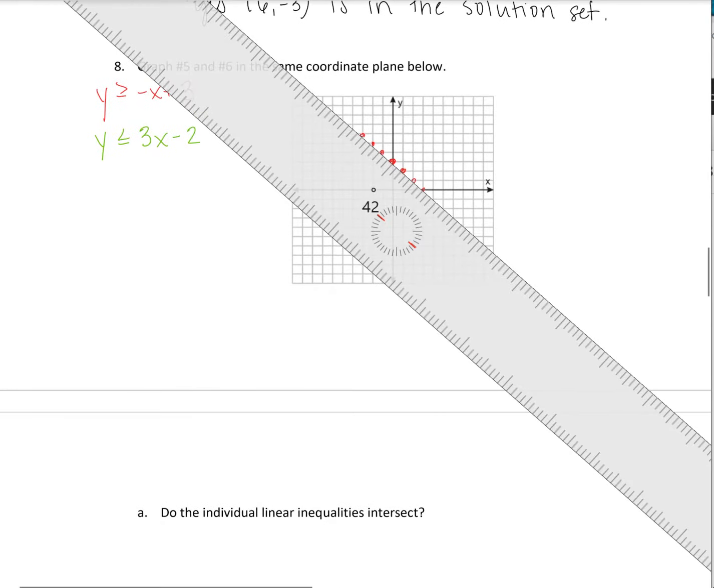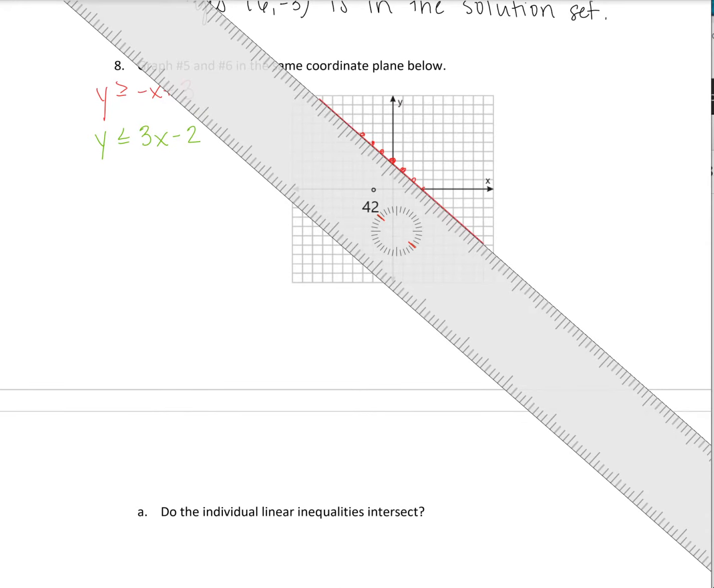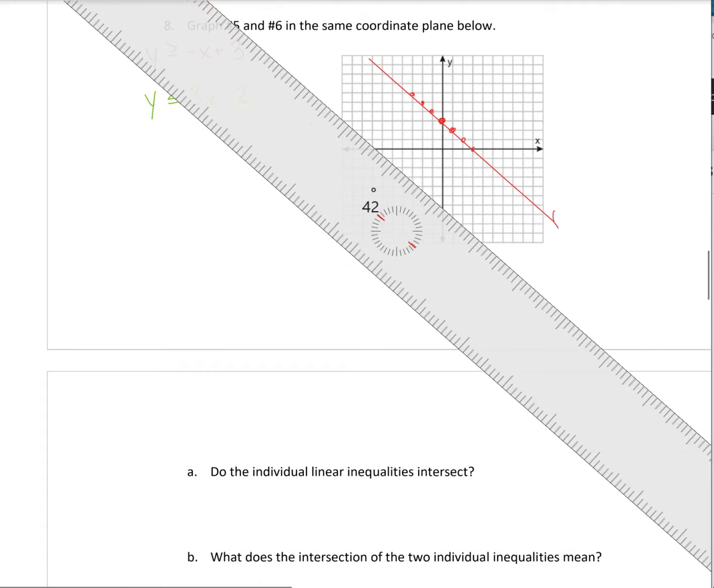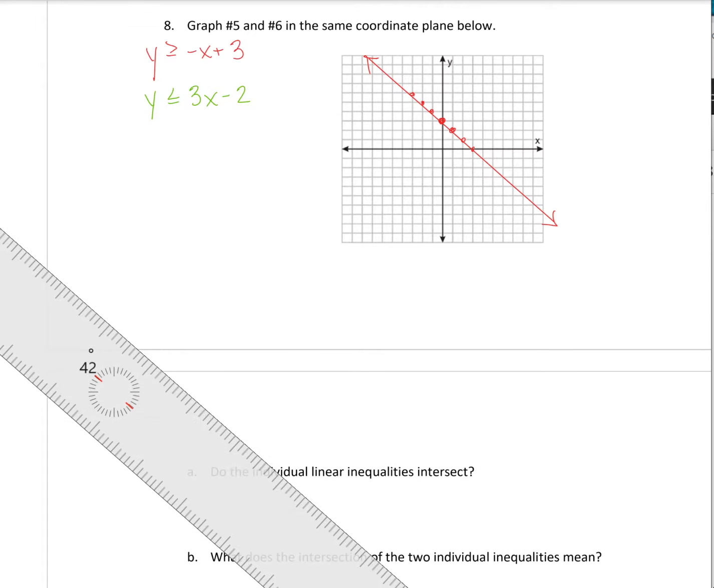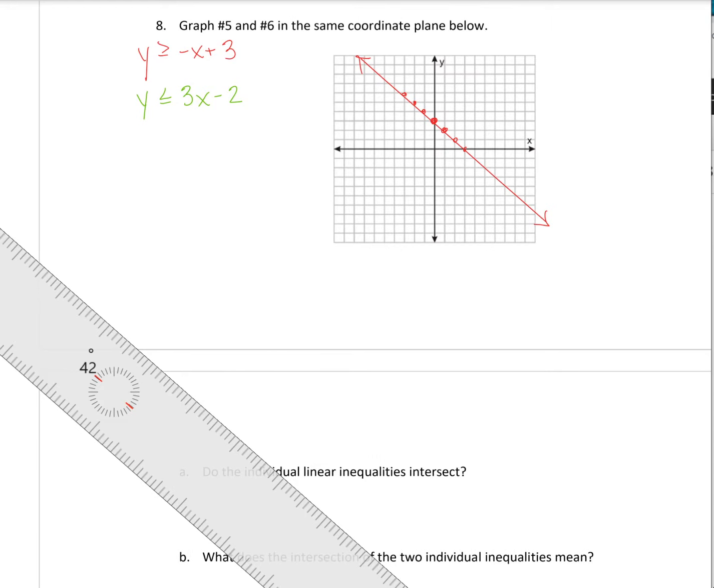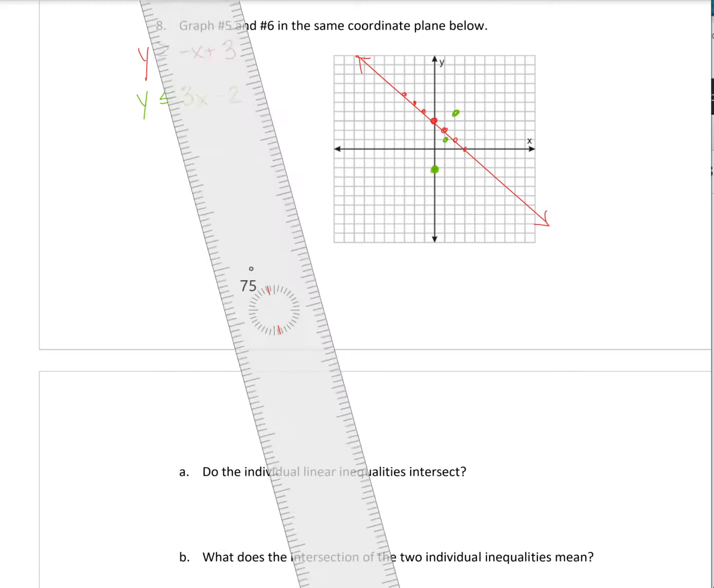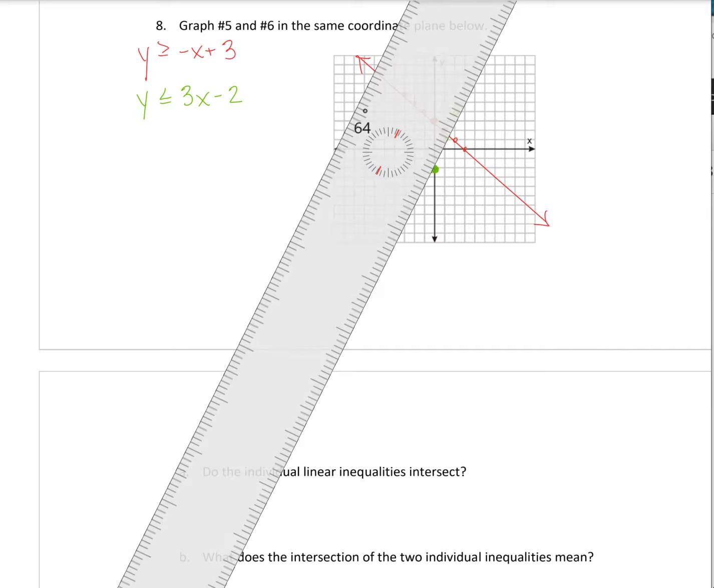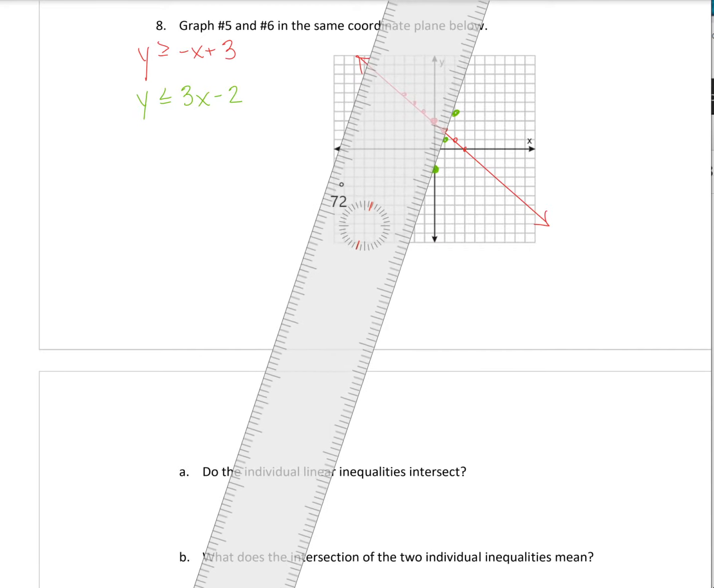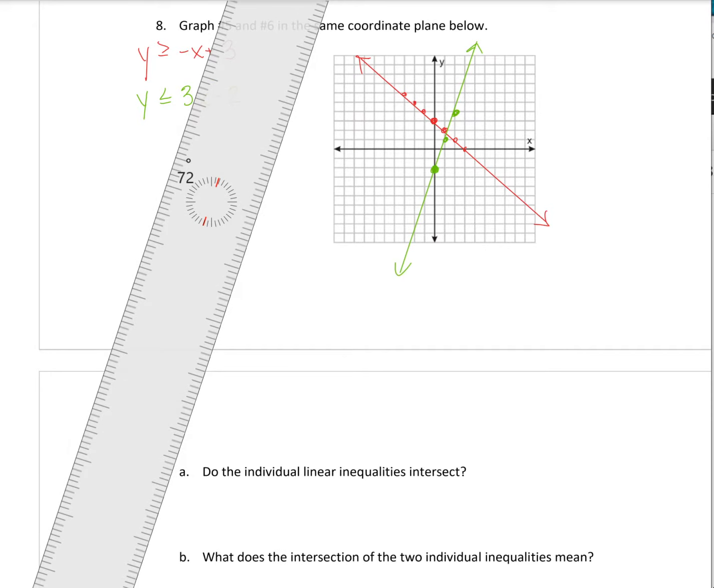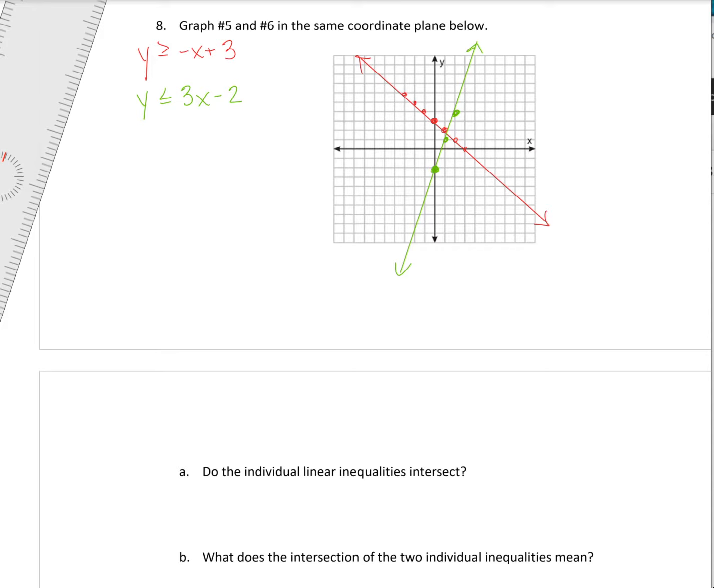Oop. As I move everything around, I apologize, guys. So we're going to draw our solid line and then add our arrows at the end. Now for the green, we start at negative 2, so down 2. We're going to go up 3 over 1, up 3, 1, 2, 3 over 1. I'm going to take my straight edge and draw another solid line with my arrows.